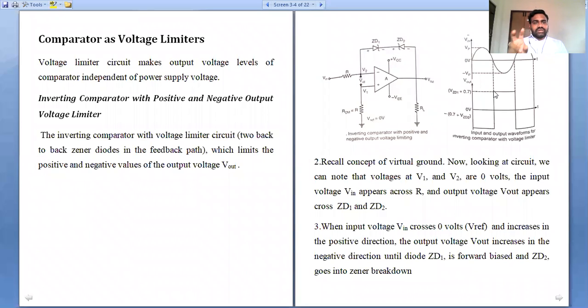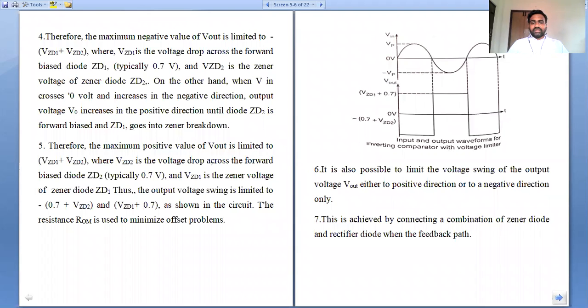And we analyzed the comparator with respect to voltage limiter. The output voltage is independent of the power supply voltage or input voltage. So that is the first application. It is also possible to limit this particular voltage swing.